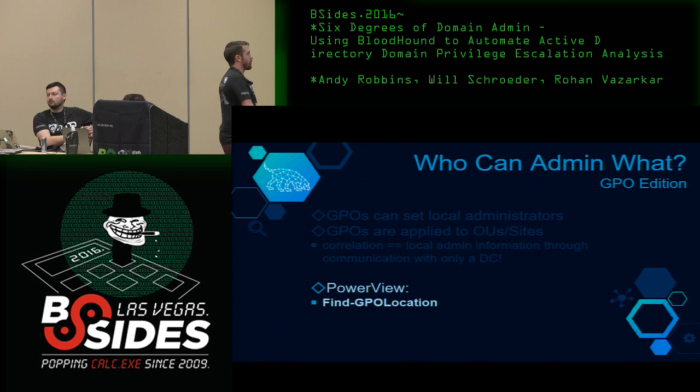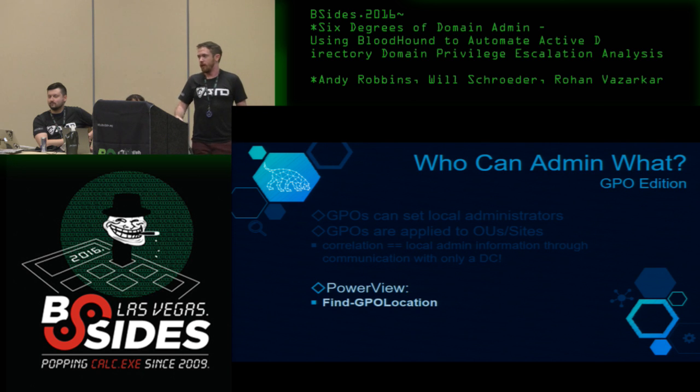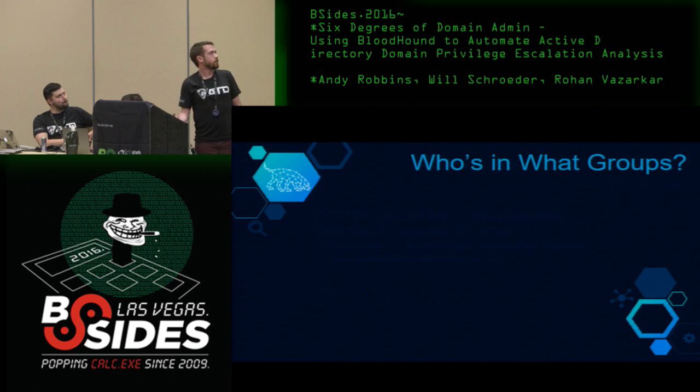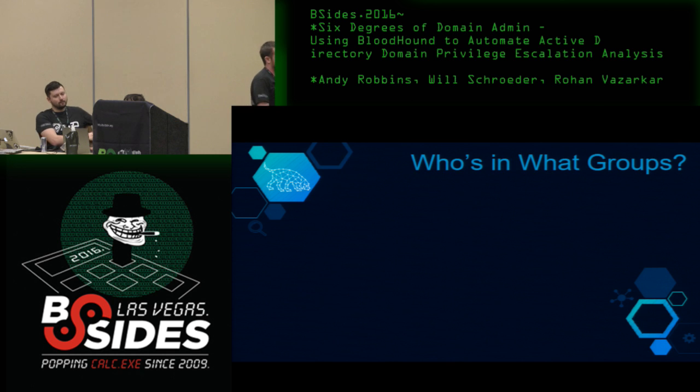The PowerView cmdlet that does this is Find-GPOLocation. You can provide a username or a group name if you want to figure out what a specific person can administer in the domain. By default, it'll just dump all this data out. Pretty sweet. The last part is who's in what groups. This is the simplest one of all.